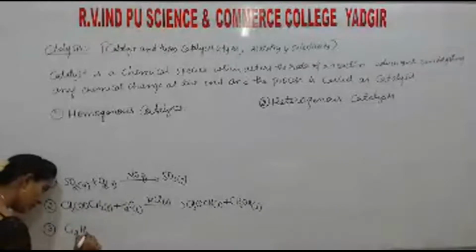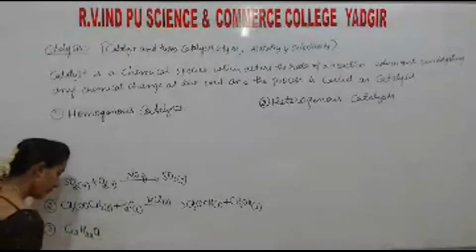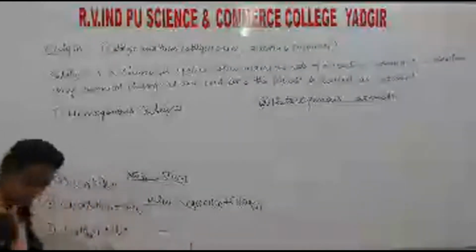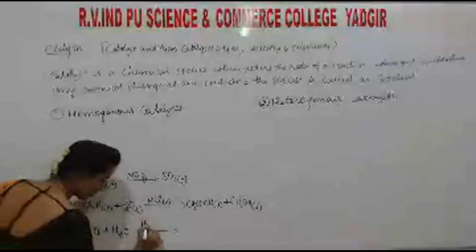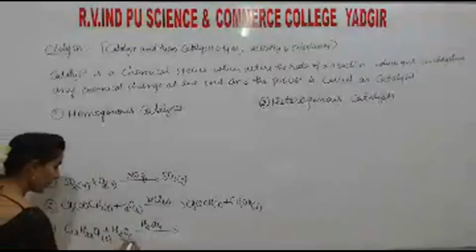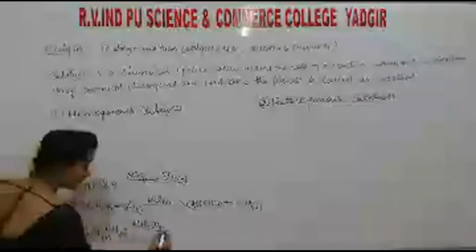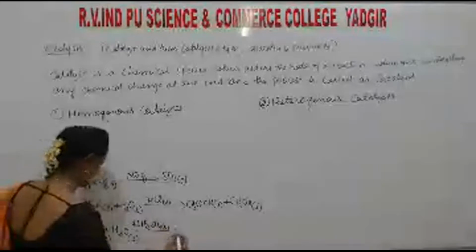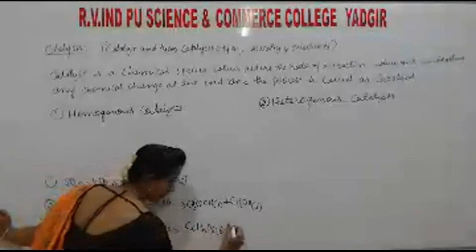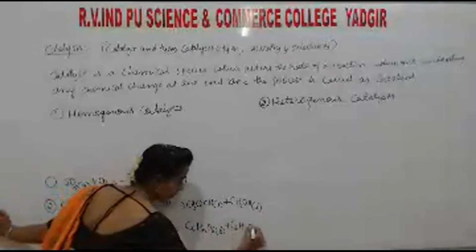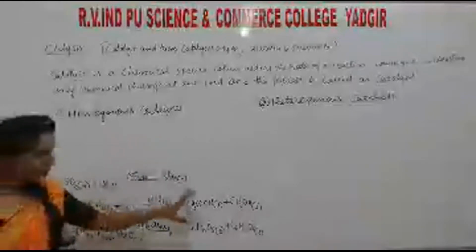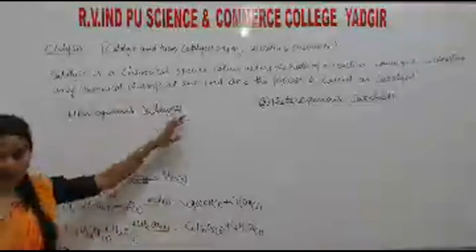So another example here, C12H22O11 undergoes hydrolysis in presence of H2SO4 or HCl. Okay, H2SO4, that is dilute, liquid. This is also liquid, forming C6H12O6 plus C6H12O6. Understand? So listen students, all these three are examples of homogeneous catalysis.